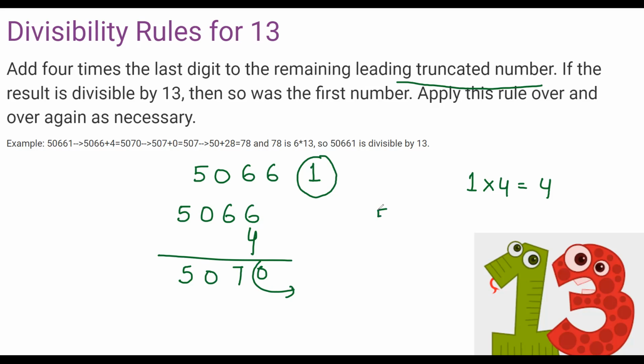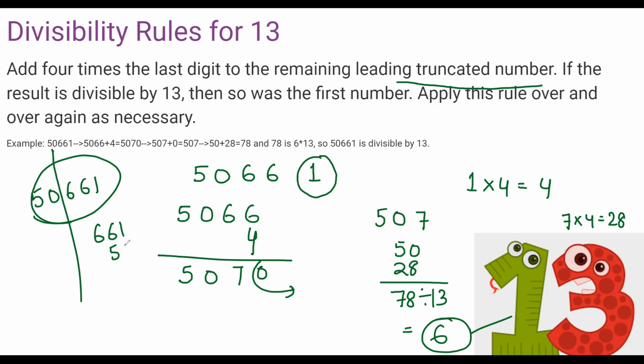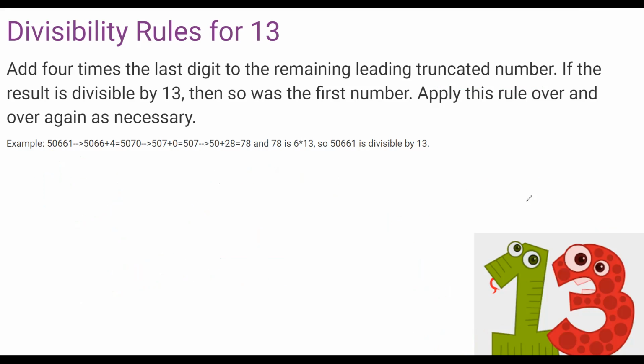Now 0, if you add it, will not make a difference, because 0 multiplied by any number will be 0 only. So let's take 7. So 7 into 4, 28. So 50 plus 28 gives you 78. Is 78 divisible by 13? Yes. 78 divided by 13 gives you 6. So this big number 50661 is divisible by 13. You can also truncate into this part, 661 minus 50, and check the divisibility rule by this, but this is simpler. Both methods are easy. It depends on what you want to use and what you remember in the exam.